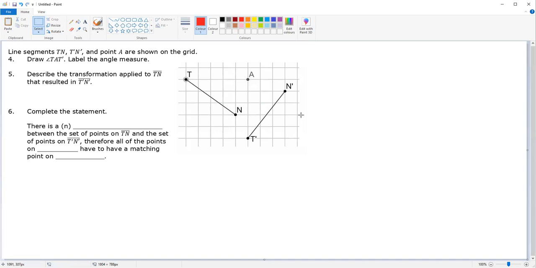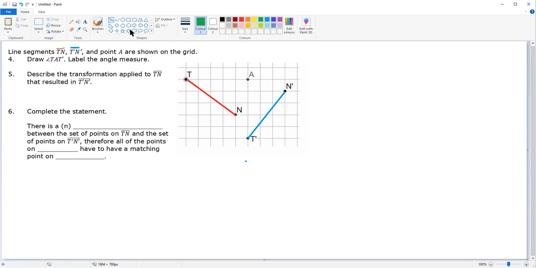All right, we got two line segments and a point. We got TN, which is a line segment, despite the fact that there's no little line over the top of TN like there's supposed to be. It's a line segment, line segment TN, and line segment T prime N prime. Like that, are shown on the grid. The point A is shown on the grid.